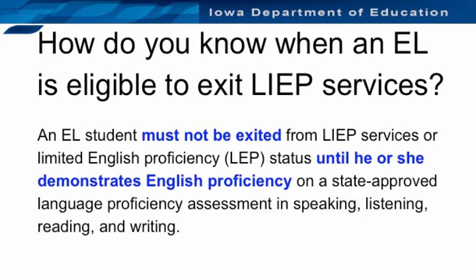How do you know when a student is eligible to exit LIEP services? An English language learner student must not be exited from the LIEP services or limited English proficiency status until he or she demonstrates English proficiency on a state-approved language proficiency assessment in 4 domains: speaking, listening, reading, and writing.